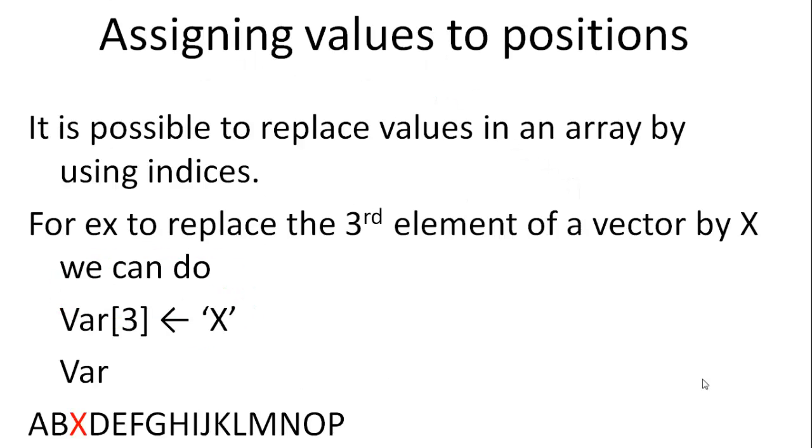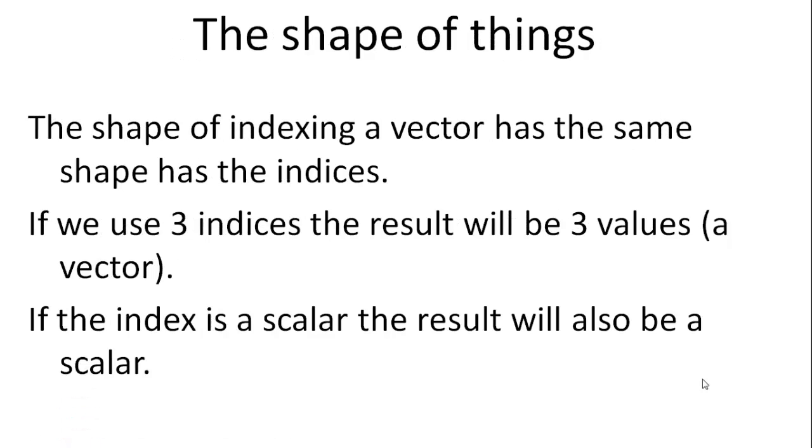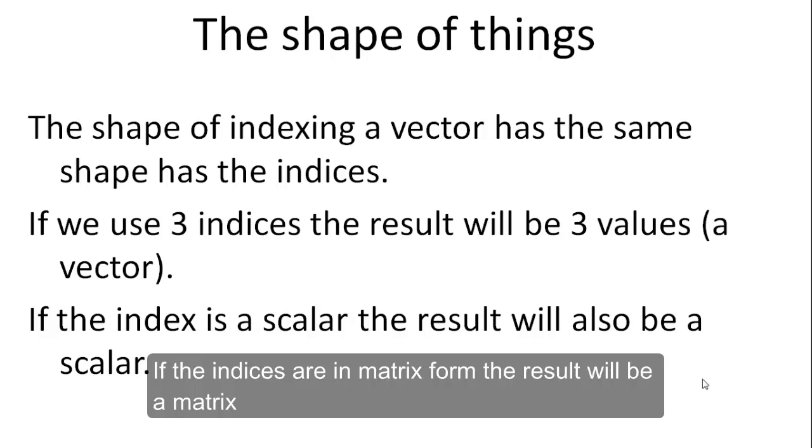We can replace values in an array by using indices. For example, to replace the third element of a vector by x, we can do var index 3 is assigned the character x. And looking at var, we can see that the third element has indeed been changed to the letter x. The shape of indexing a vector has the same shape as the indices. If we use 3 indices, the result will be 3 values, another vector. If the index is a scalar, the result will also be a scalar.